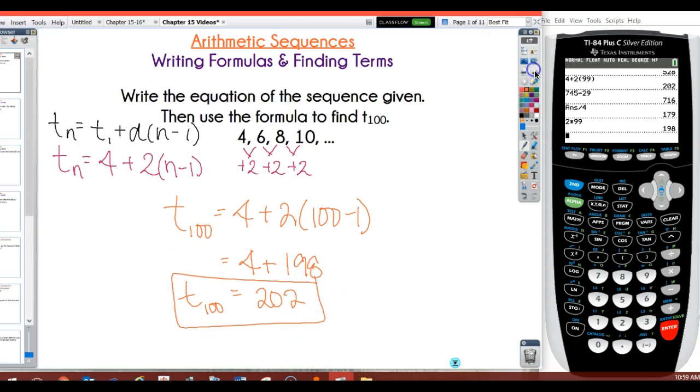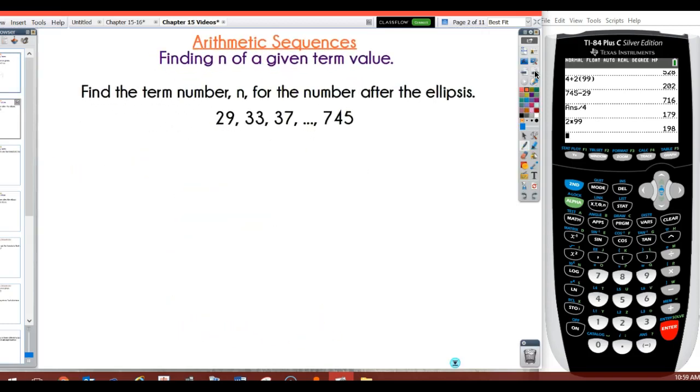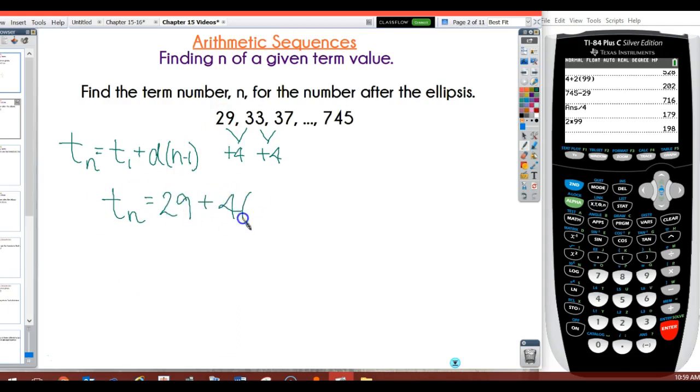Now in the next example, we're going to work backwards. Same idea, we have a sequence. First we want to see what type it is, and we can see that we are increasing by adding 4 each time. So again, it is arithmetic, and we'll follow this form: first term plus the common difference times n minus 1. My first term is 29. My common difference is 4, times n minus 1.